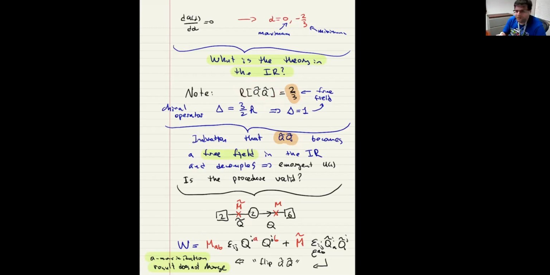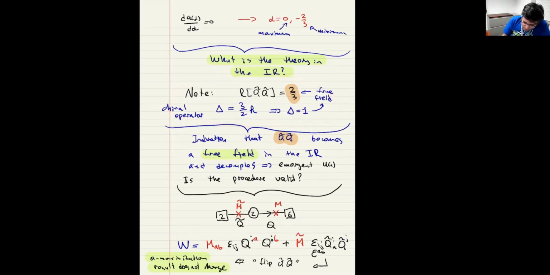And if you remember, all this procedure of A maximization was under the assumption that we don't have any emergent accidental U1 symmetries. But if we have some operator which becomes a free field, it comes with its own U1 symmetry. We can rotate this field independently of anything else. We have an emergent symmetry here. So we should worry whether our procedure is self-consistent or not.